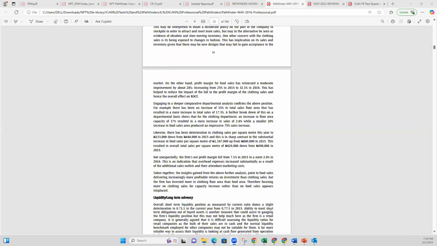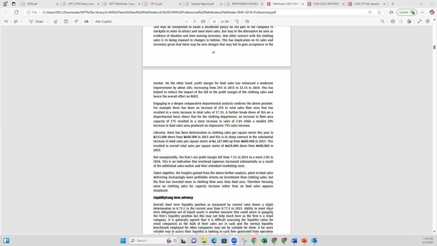On the other hand, profit margin for food sales has witnessed a moderate improvement by about 28%, increasing from 25% in 2015 to 32.1% in 2016. This has helped to reduce the impact of the fall in the profit margin of the clothing sales, and hence the overall effect on ROCE. Engaging in a deeper comparative departmental analysis confirms the above position.